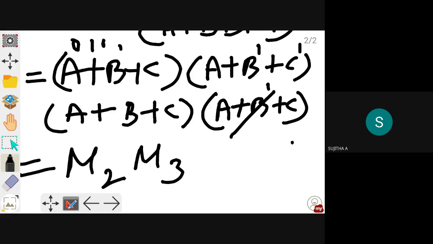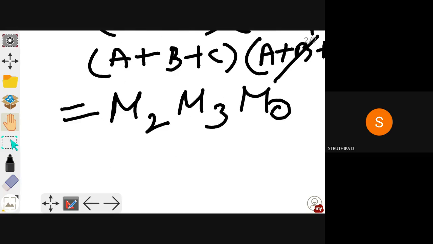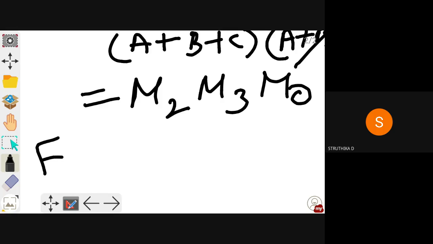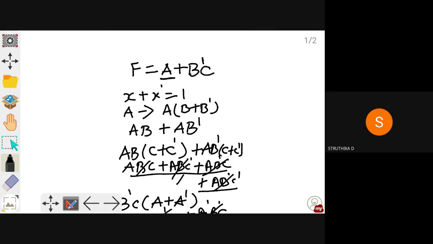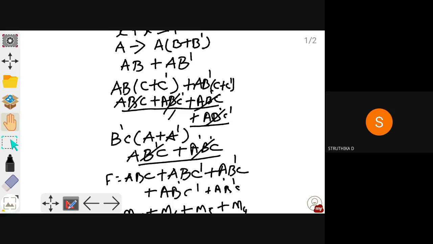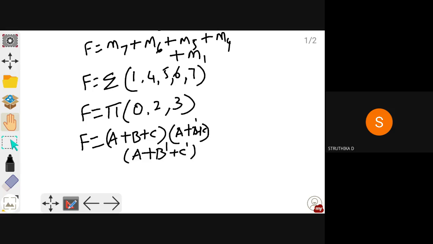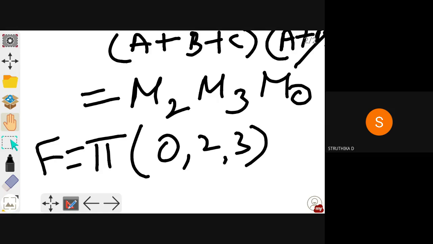And this will be M0, M0, M0, ma'am. M0. So you get the max terms as 0, 2, 3. So is it clear? You get the same value here, 0, 2, 3. So same expression and same value. So here also you get the same value.